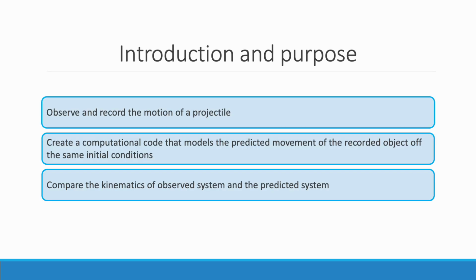So the purpose of this lab was to record the motion of a projectile and then create a computational code that modeled the predicted movement off of the recorded projectile on the same conditions, and then finally compare the kinematics or the forces on both the observed system and the predicted system.